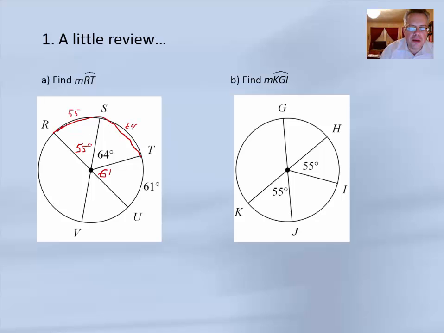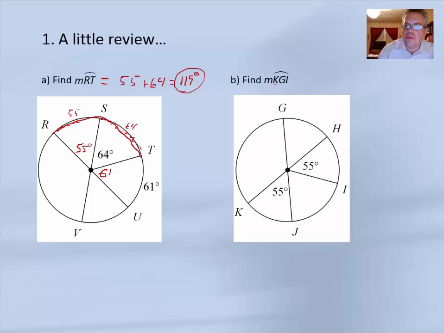And so I know that this part of the arc is 55, and this part is 64. So finally, I have the two pieces I need to find the measure of arc RT. So the measure of arc RT is 55 plus 64, which is 119 degrees. Okay, so that had a couple steps to it. So sometimes, just like in the angle problems we've been doing, we got to find a few other things first.